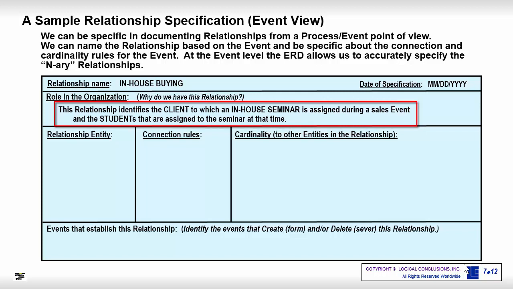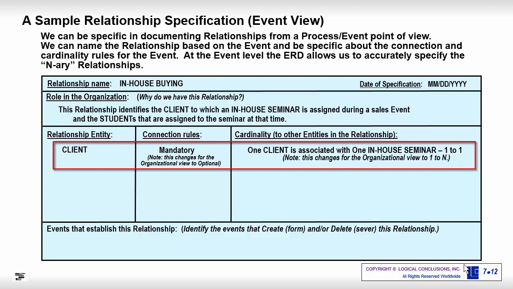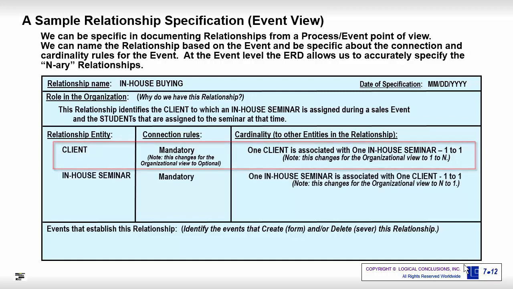I've entered, this relationship identifies the client to which an in-house seminar is assigned during a sales event and the students that are assigned to the seminar at that time. Then I have shown each entity's connection rules and cardinality rules in separate columns. For example, a client has a mandatory connection to this relationship. Note this changes for the organizational view to optional. And the cardinality rule for this entity client to other significant entities in the relationship: one client is associated with one in-house seminar. In other words, a one-to-one relationship. Again, note that this changes for the organizational view to one-to-n relationship.